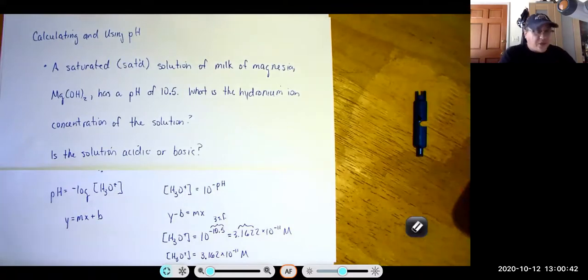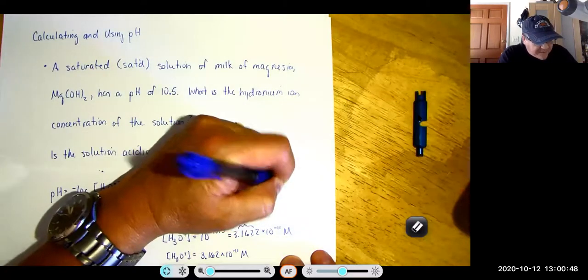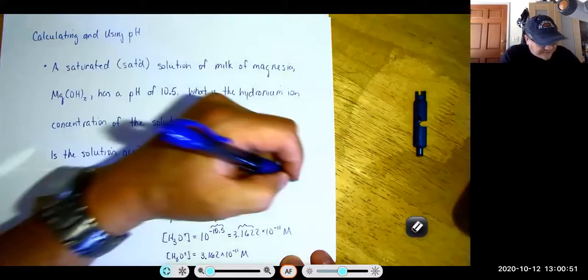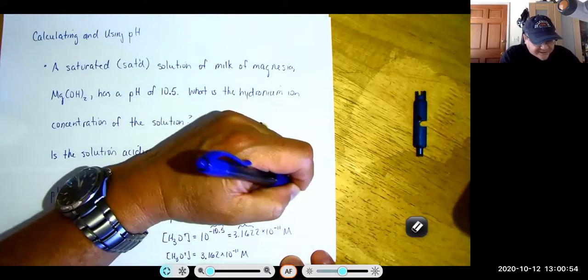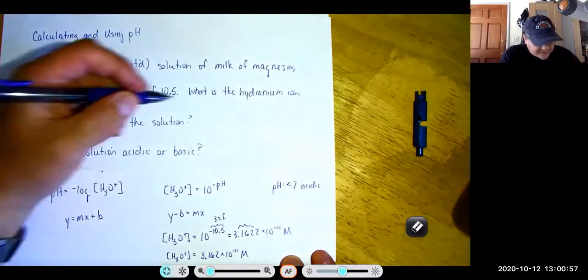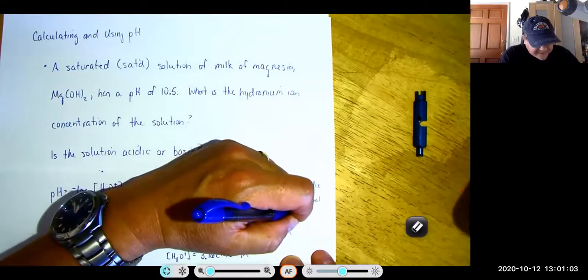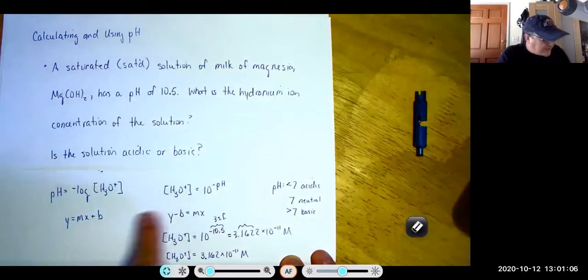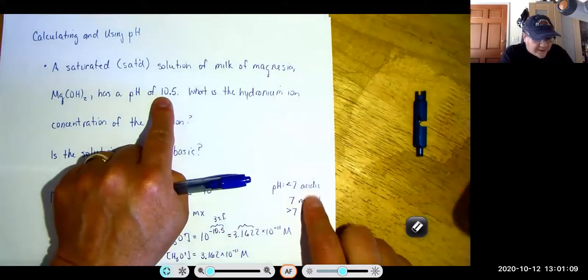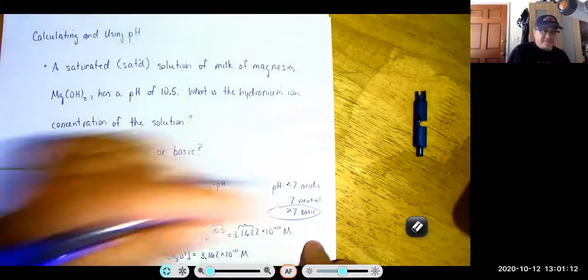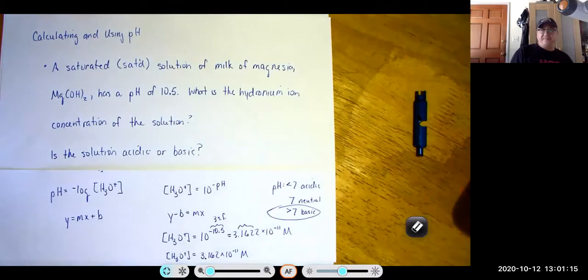Okay, so is the solution acidic or basic? You need to memorize the scale. For the pH, if it's less than 7, it's acidic. If it's 7, it's neutral. And if it's greater than 7, it's called basic. So here the pH being 10.5 is greater than 7, so it's basic. Any questions here? Are we good? Okay.